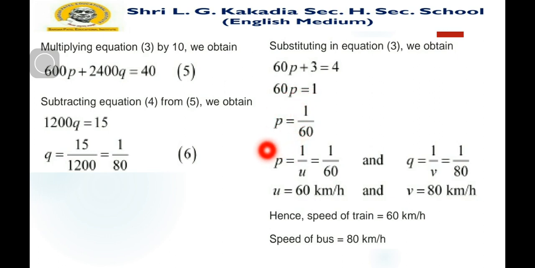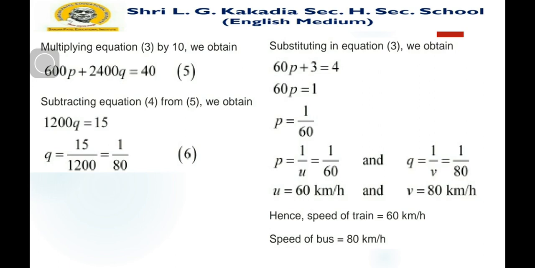Now we have assumed p is equal to 1 over u, then we put 1 over 60, and as well q is equal to 1 over v is equal to 1 over 80. Then the speed of train u is equal to 60 km per hour and the speed of bus v is equal to 80 km per hour. Hence the speed of train is 60 km per hour and the speed of bus is 80 km per hour.